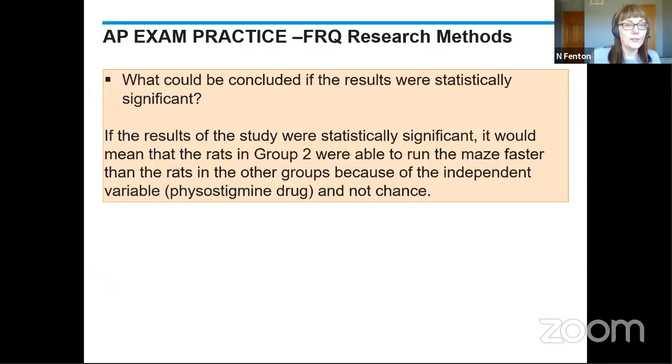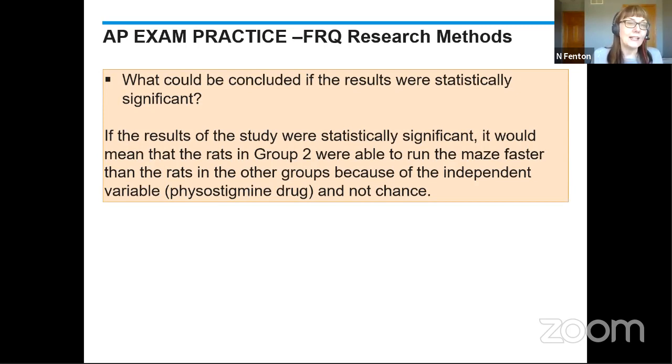Okay, what could be concluded if the results were statistically significant? Statistical significance is a really important concept that you need to have a really strong understanding of. So if the results of an experiment are statistically significant, in this case, that would mean that the rats in group 2 were able to run the maze faster than the other rats because of the independent variable, because of that drug, and it wasn't just due to chance.